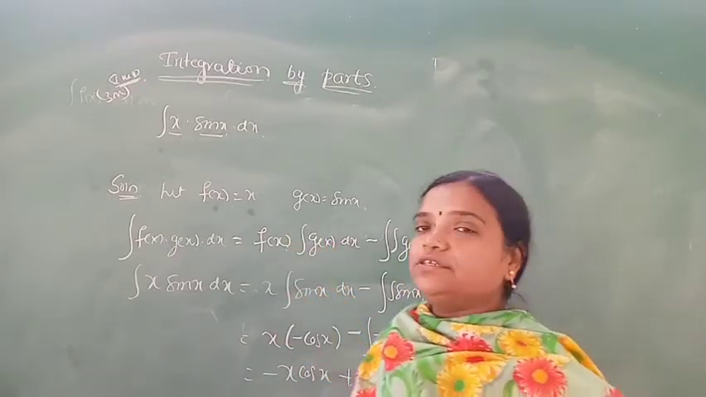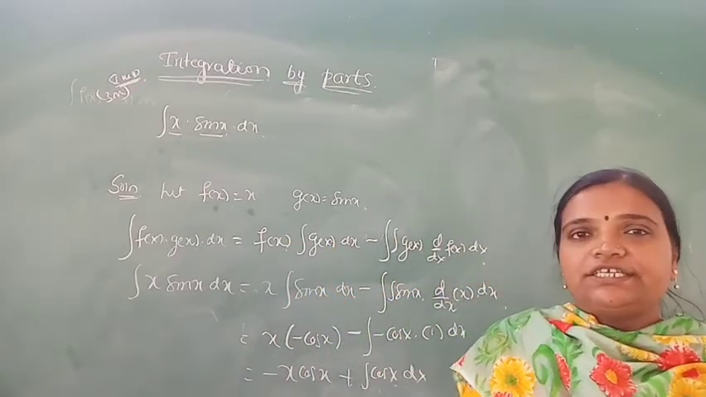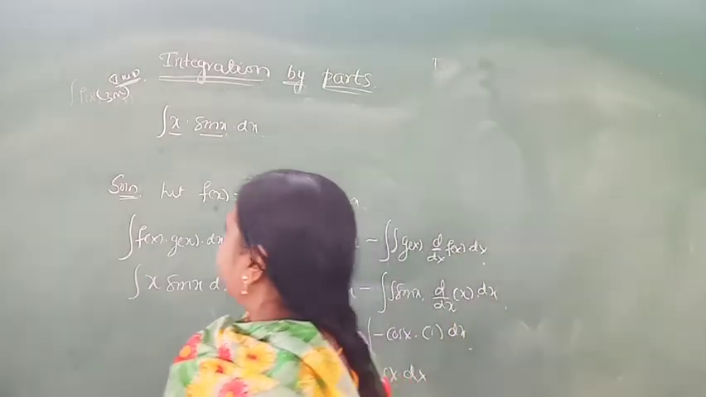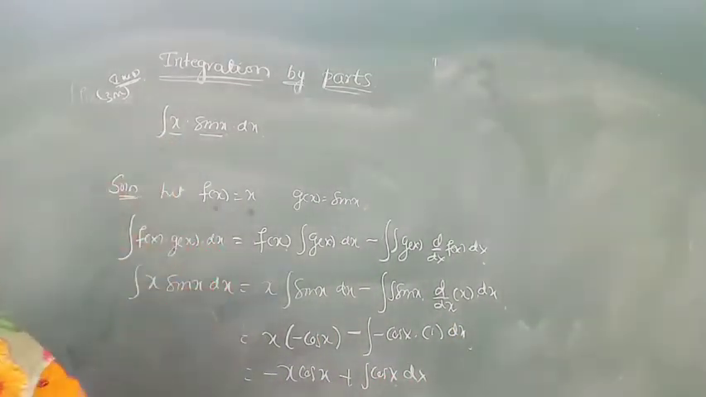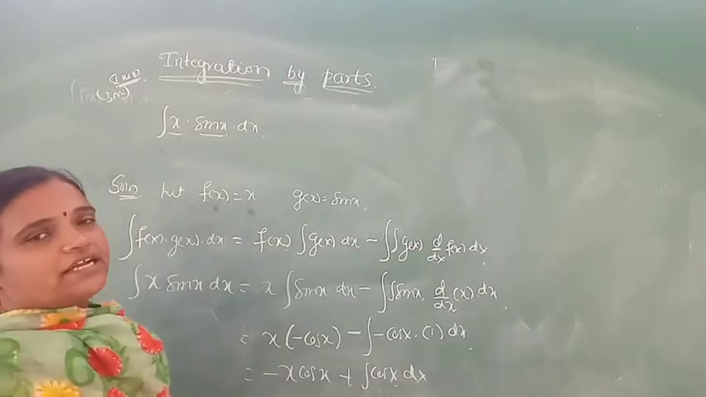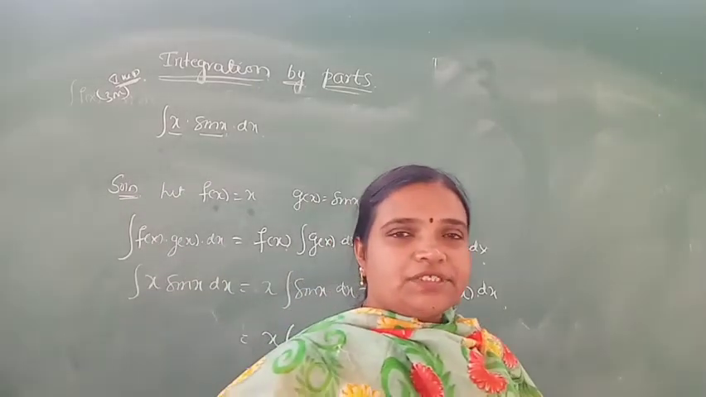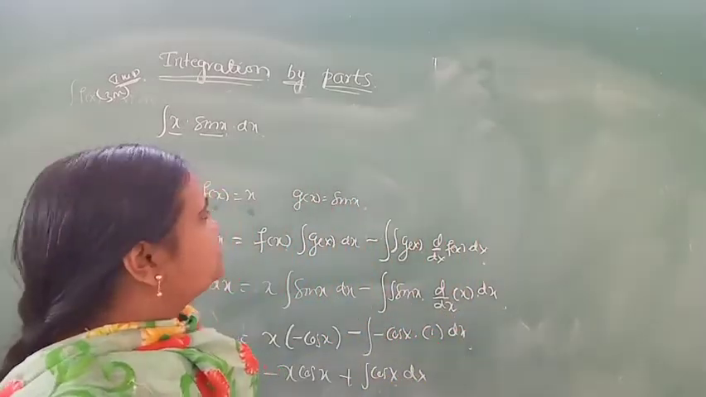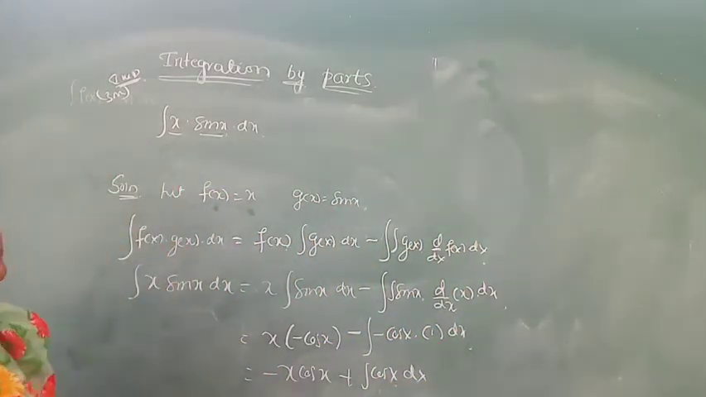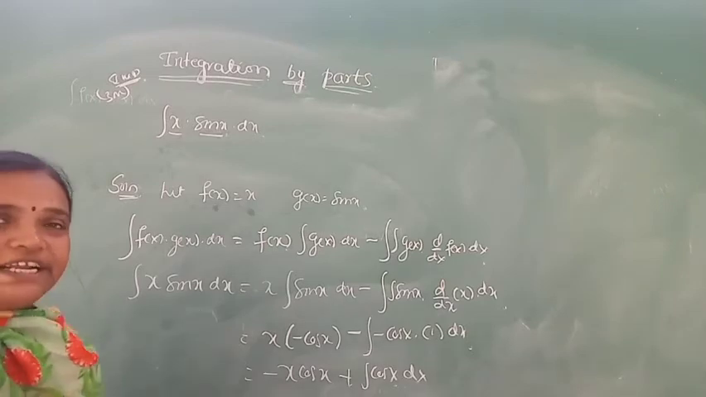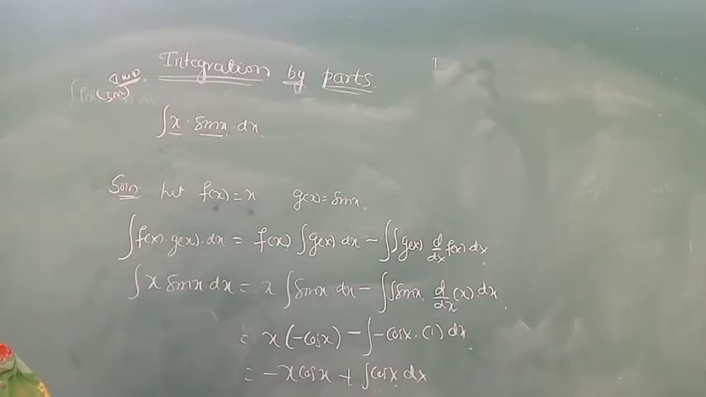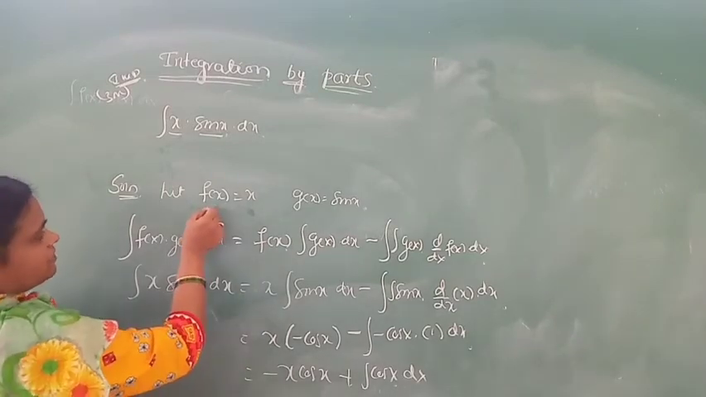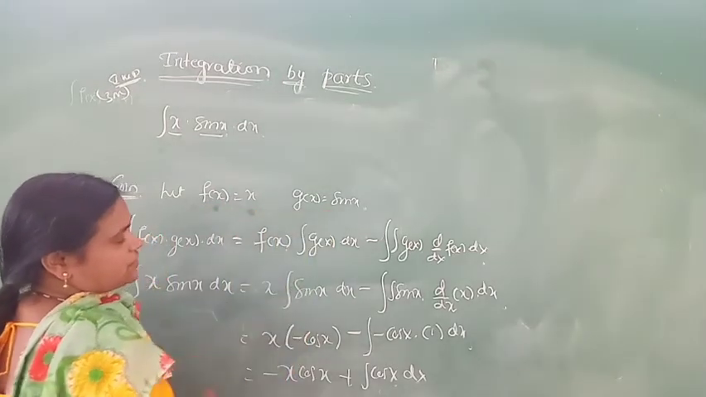Now we are taking the formula, which is the integration by parts method. Here we have to decide which one is f of x and g of x. Better you take the simplified answer as f of x. Suppose I take f of x as x, its differentiation is 1, so that you can get the answer easily. Therefore, we consider f of x is x, g of x is sin x.